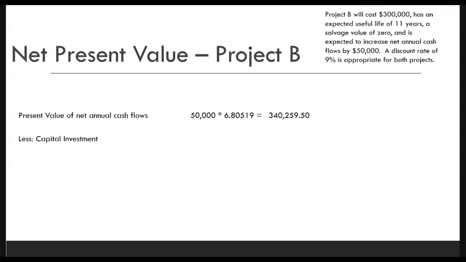Now we subtract out the capital investment, the cost of this project, that 300,000, telling us that the net present value of project B is right around $40,000.